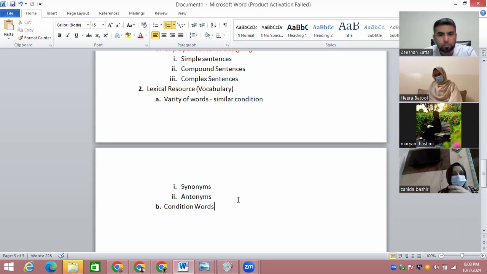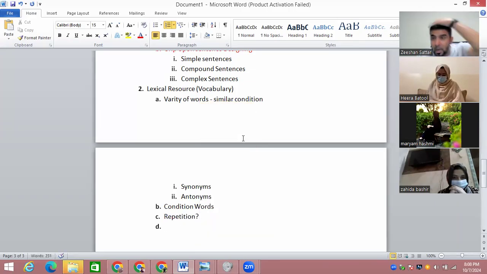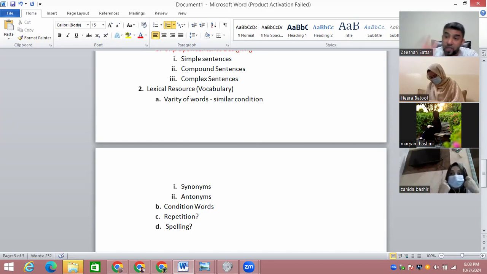Number 3, the examiner looks into the number of repetitions made by the students. More repetitions means we have a lesser stock of words here in our head, that we have lesser vocabulary. The examiner sees how strong we are in our spelling. More spelling mistakes means that we are weaker in vocabulary.